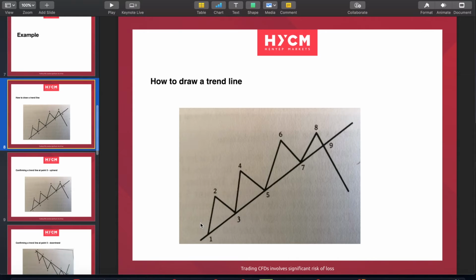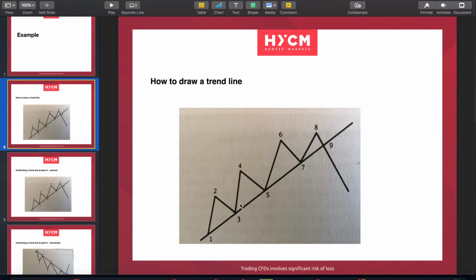So you need to have a reaction low 1 and a reaction low 3. Now, how do you know that that becomes a low in real time? Well, there are 2 ways. One, a break of that successive high, or a move that is the 50% retracement of that second to third wave.